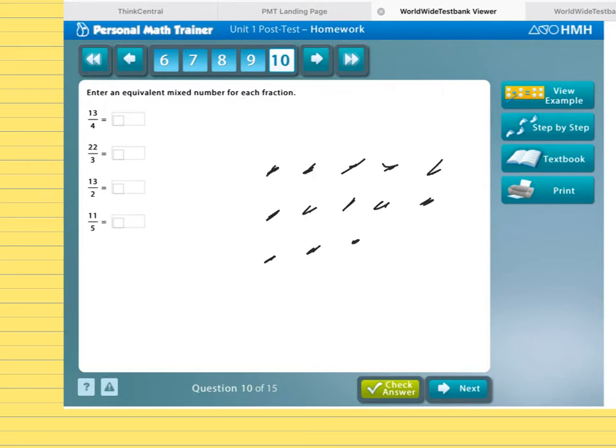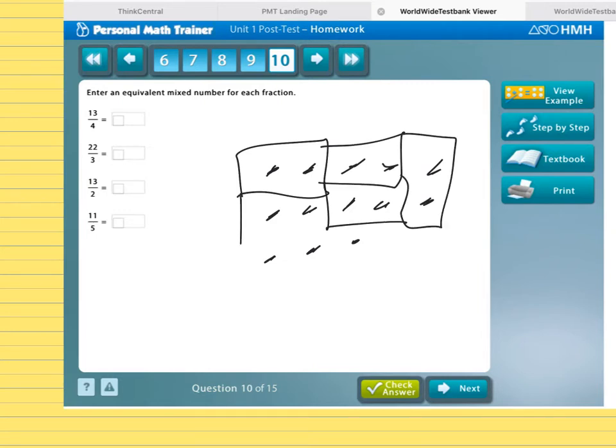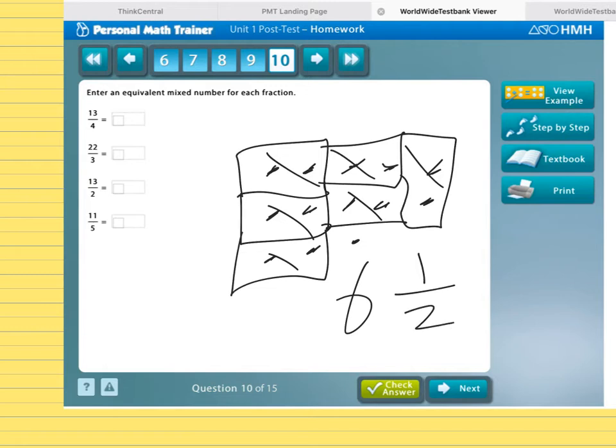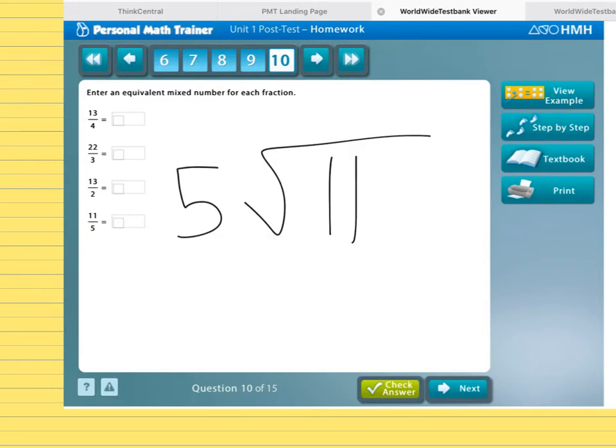For the third problem, I'm going to do 13 halves. So 2 halves is a whole, 2 halves is a whole, 2 halves is a whole, 2 halves is a whole, 2 halves is a whole, and 2 halves is a whole. So I end up with 1, 2, 3, 4, 5, 6 wholes and 1 part left over, and that's 1/2. So 13 halves is the same as 6 wholes and 1/2. And for the final one, I'll use division. 5 goes into 11 2 whole times. That takes away 10 parts. There's 1 part left over, and that part is 1 part out of 5 as a whole. So 2 and 1/5 would be the mixed number for that fraction.